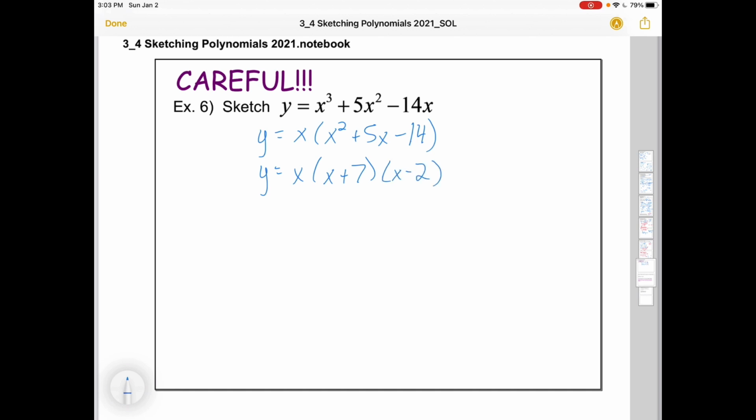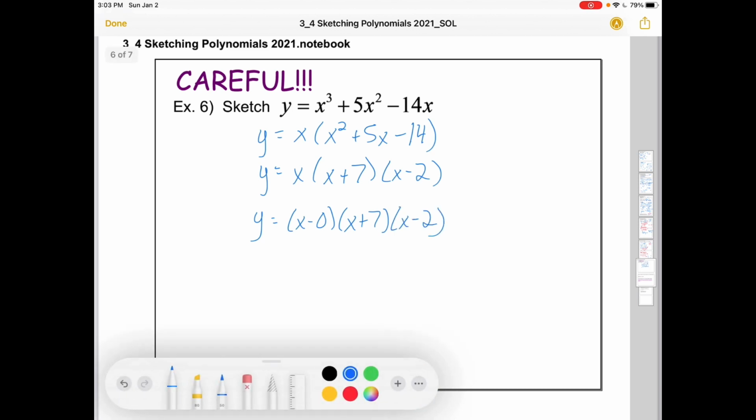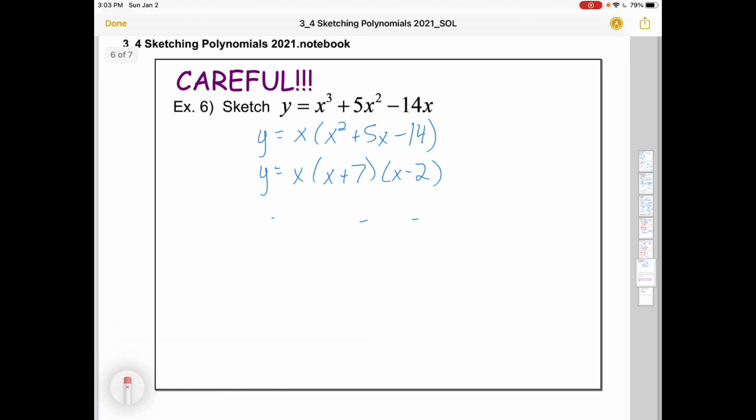Okay. Now it's important to realize that that x out front really means a bracket of x minus 0. It also yields an x-intercept. It's kind of weird to see it as x minus 0, but that's what it means. So it's going to tell us our x-intercepts. Okay. X-intercept at 0 from this one, at negative 7 from this one, and at 2 from this one. None of them have any multiplicity. This is a degree 3, which is odd. It's got a positive leading coefficient, so its basic shape is going to be from down to up.